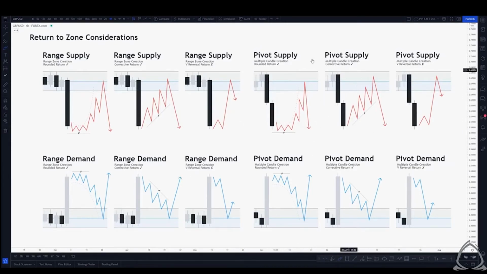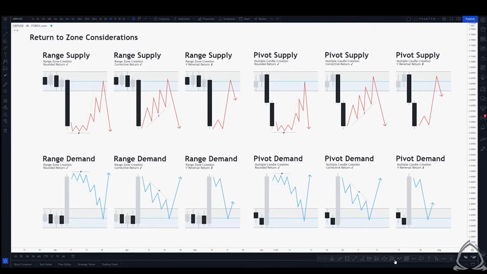And the same can be said for pivot supply and pivot demand, where we have our zones created via a pivot, and we're looking for, again, that rounded return back into that supply zone or that rounded return back into the demand zone. These will always be, in my opinion, your highest probability setups, as well as the corrective return into a pivot supply or pivot demand.